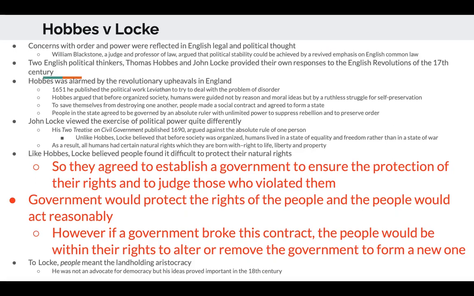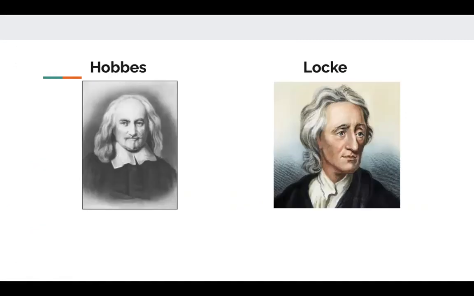Like Hobbes, Locke believed that people found it difficult to protect their natural rights, so they agreed to establish a government to ensure the protection of their rights and to judge those who violated them. The government would protect the rights of the people, and the people would act reasonably. However, if a government broke this contract, test question, the people were within their rights to remove or alter the government to form a new one. To Locke, people meant the landholding aristocracy, not peasants. He was not an advocate for democracy, but his ideas proved important in the 18th century, as we know. The Enlightenment, Hobbes and Locke.